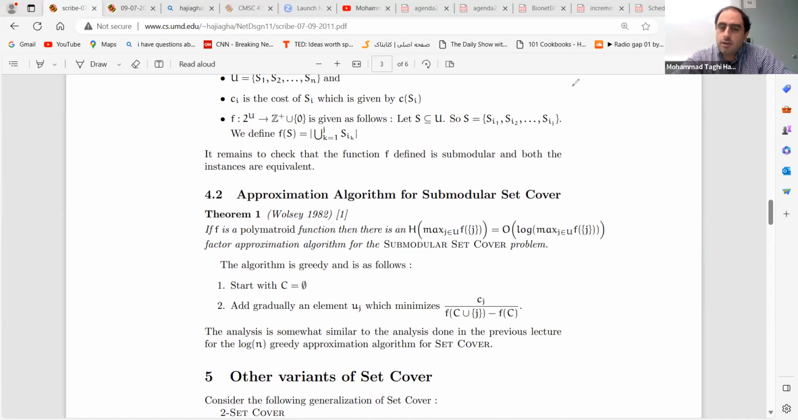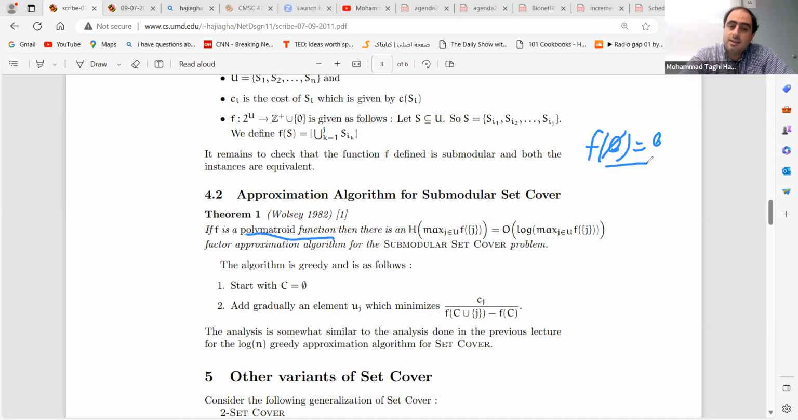This is the approximation algorithm for submodular set cover, which goes to Wolsey, 1982. That's actually a very important theorem. It says that if f is a polymatroid function, which essentially means also that f of the empty set is equal to 0, and as we mentioned, a polymatroid has the condition that it should be non-decreasing and submodular, in addition to this property.